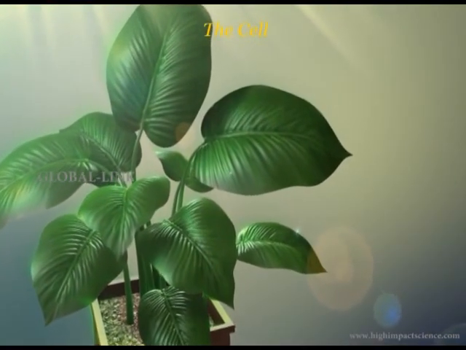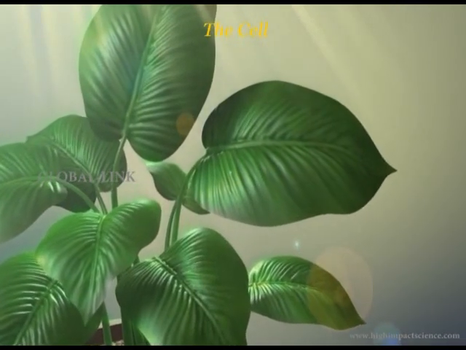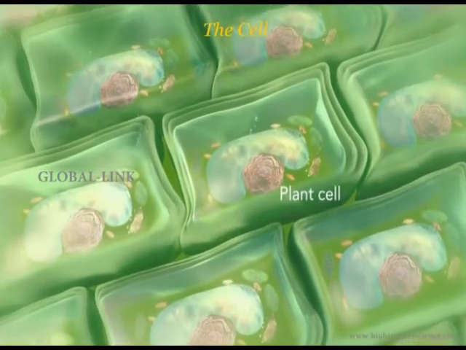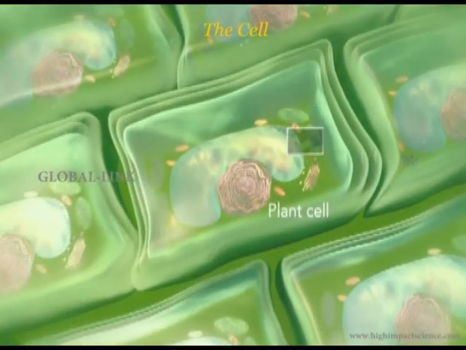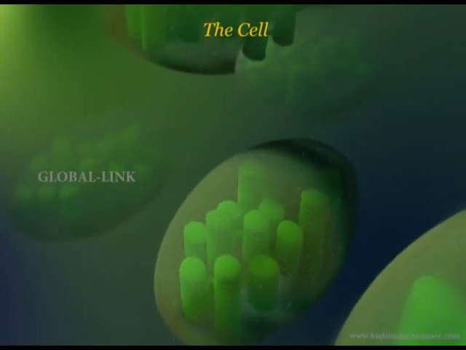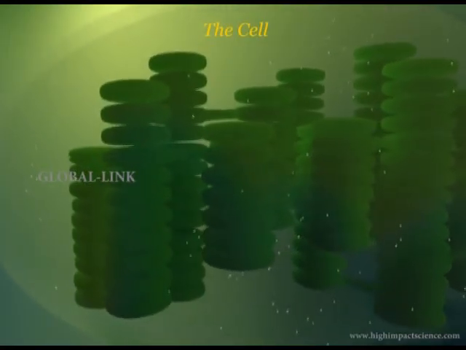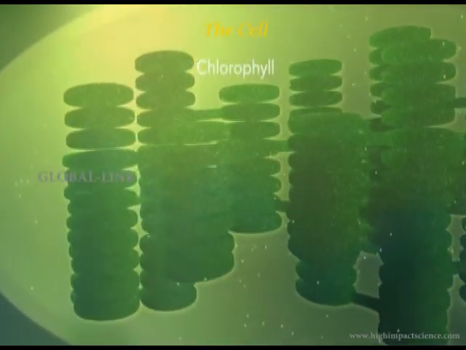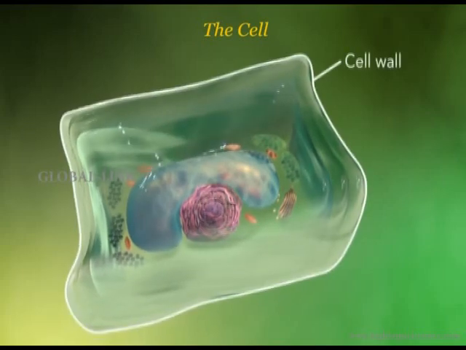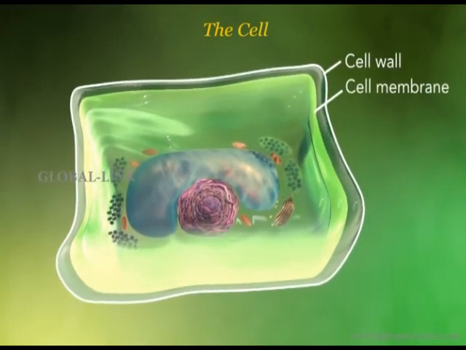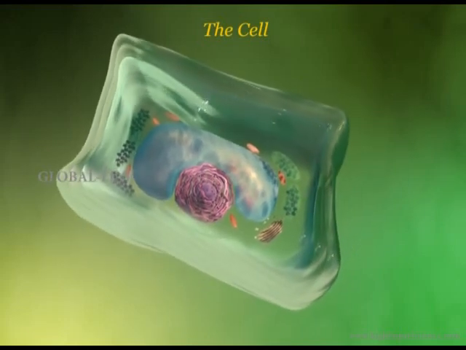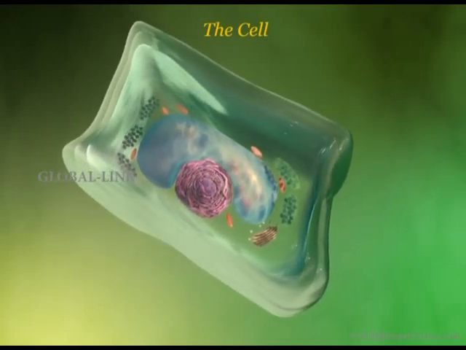Some organisms, such as plants that are photoautotrophs, meaning they capture sunlight for energy, have cells with organelles called chloroplasts. This is where photosynthesis takes place. It's green because it has a green pigment called chlorophyll. Plant cells also have a cell wall outside their cell membrane that shapes, supports, and protects the plant cell. Animal cells do not have cell walls.